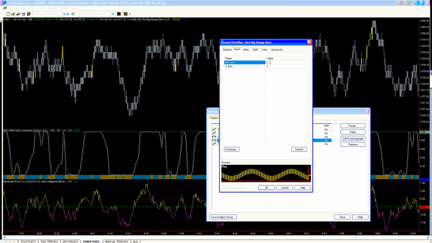We find that that is the most predictable, and it occurs frequently enough to make it tradable. Now you can set it higher if you want, but you won't see as many instances of that. On a single 100 tick bar, which is what we're plotting here, we will not find very many instances where the spread between the high and the low is 3 ticks.